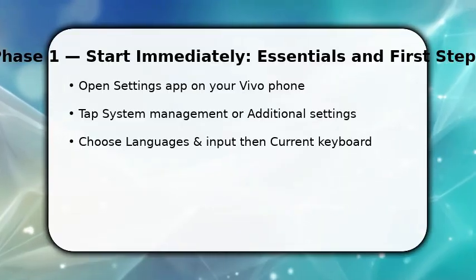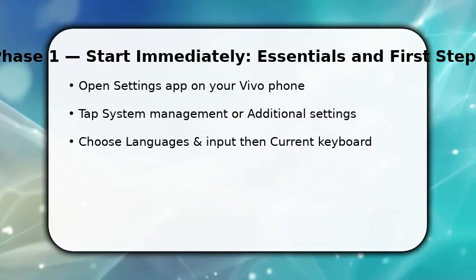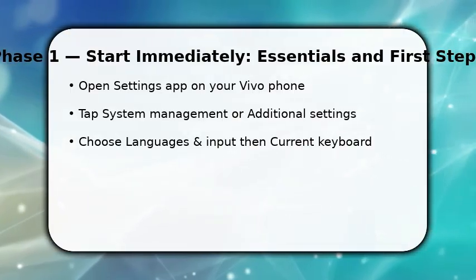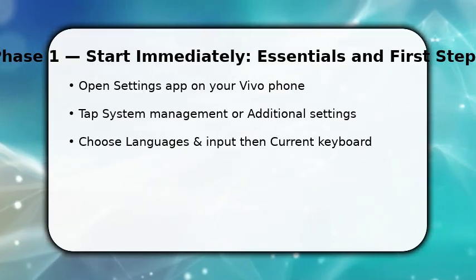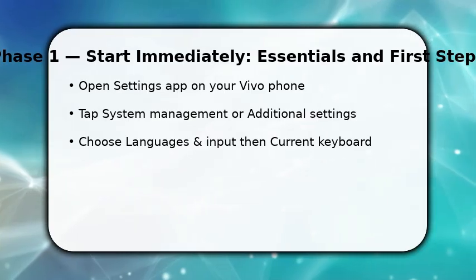You're already in your phone. Open Settings and move straight to Languages and Input. Once there, tap Current Keyboard to see which input app is active. If you use Gboard or Vivo keyboard, tap the keyboard name to open its settings.